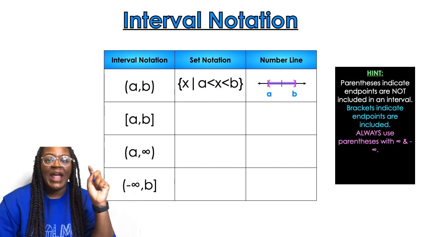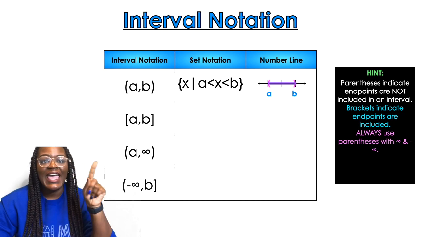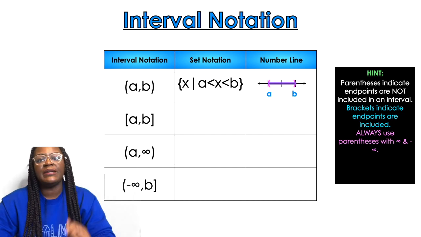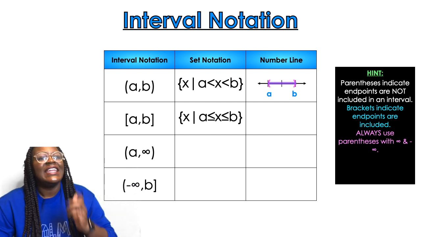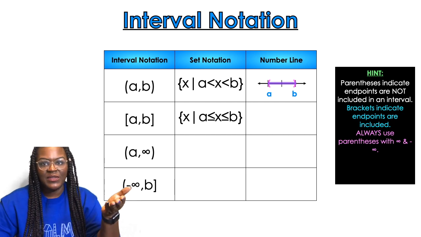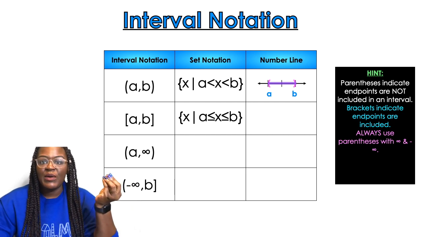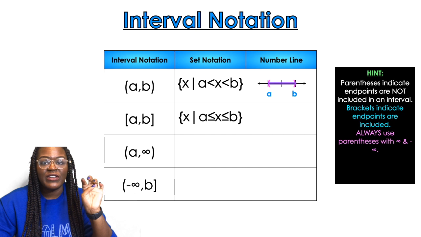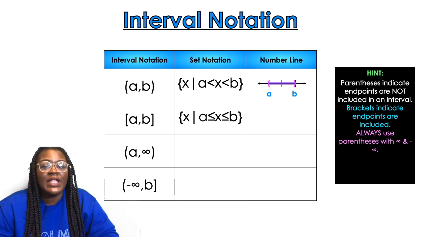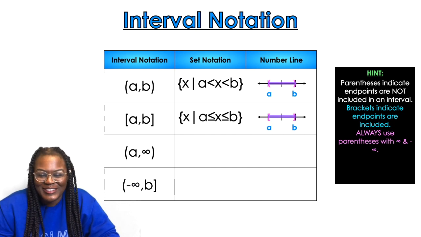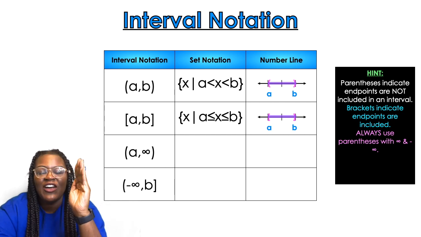Okay, so let's do bracket A, B. Brackets mean that A and B are included in the values, okay? So it's gonna be the same exact thing for set notation, except now I have equal to's. You see how it's the same thing? X is every number such that X is greater than or equal to A, X is less than or equal to B. So what is the number line gonna look like? Boom. Sorry. So bracket on A, bracket on B.